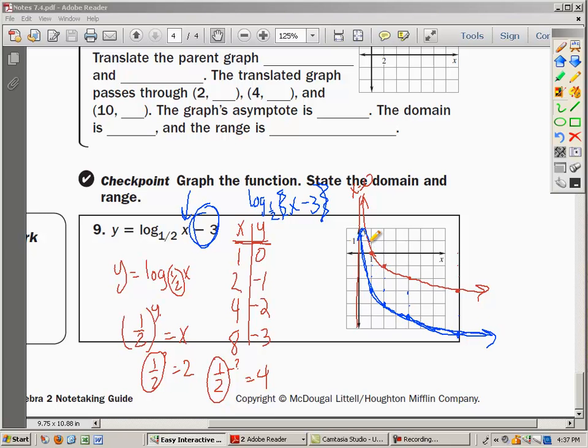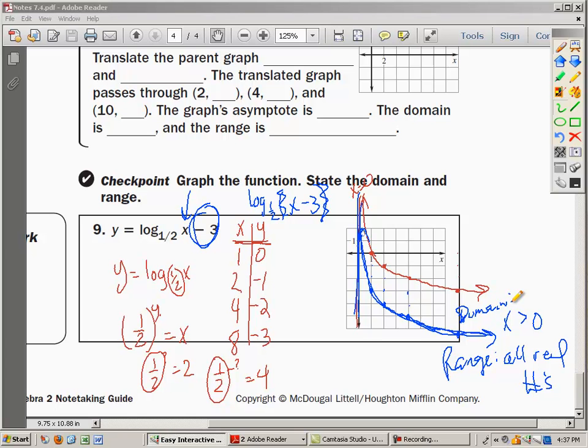So once again, you're going to have a vertical asymptote at x equals 0. So the domain for this is x is greater than 0, not greater than or equal to, because x is never equal to the asymptote. And the range is all real numbers. I'll say range and domain.